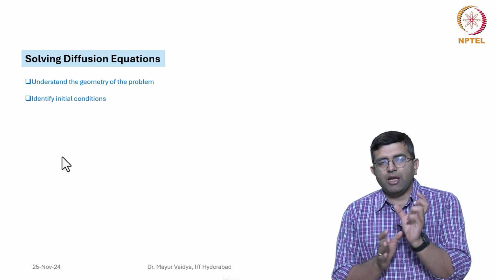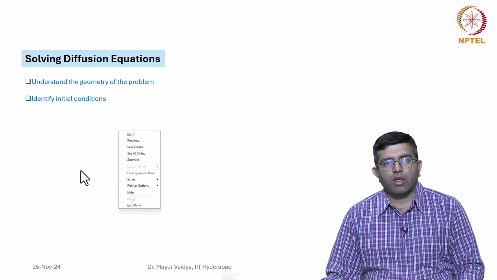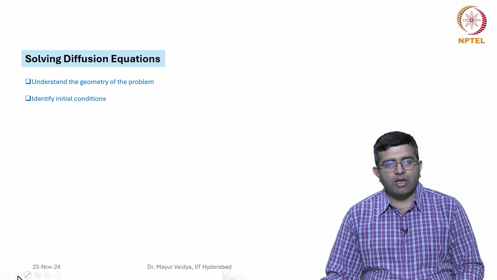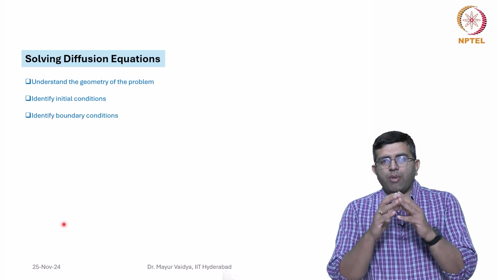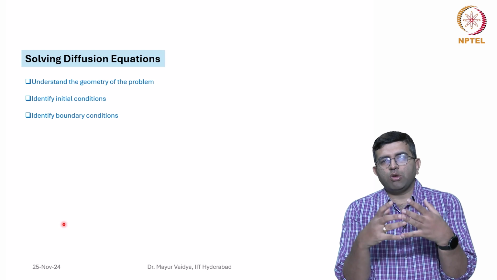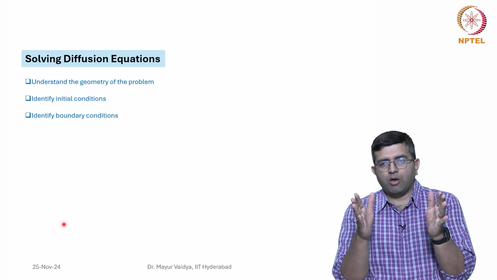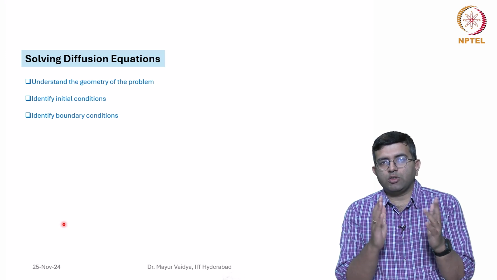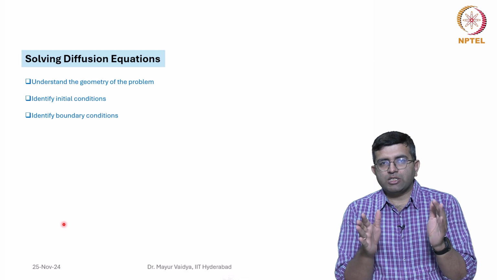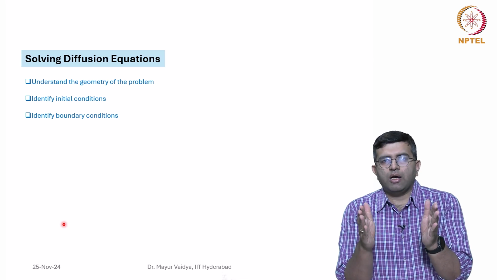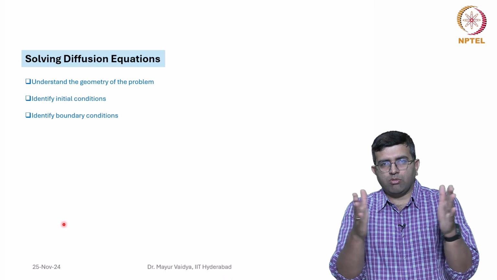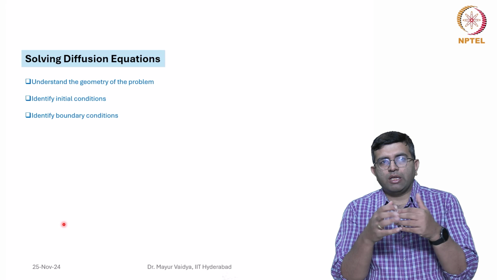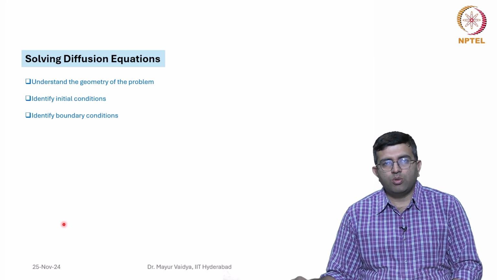When I say initial, it means t is equal to 0. Next, it is very important to identify the boundary conditions. Boundary conditions are the conditions which are applicable at the boundary of the system for all time. So typically the boundary conditions do not change with time. Suppose I have a geometry, let's say a plane sheet, the boundary conditions should be valid at the boundaries of the system. This kind of boundary conditions we need to identify.